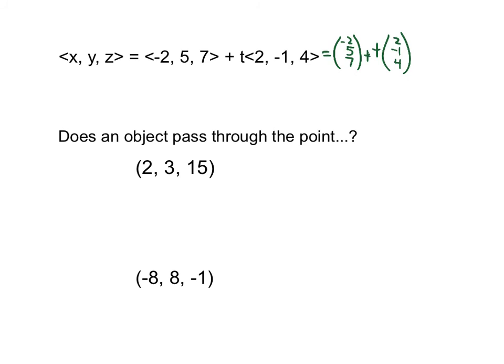Because what will help here is to write our parametric equations. So x equals, y equals, and z equals. X is going to be negative 2 plus 2t. Y is going to be 5 minus t. And then z is 7 plus 4t. Now, if it passes through the point 2, 3, 15, what's going to happen? Or how would I be able to tell if it's going to pass through this point?